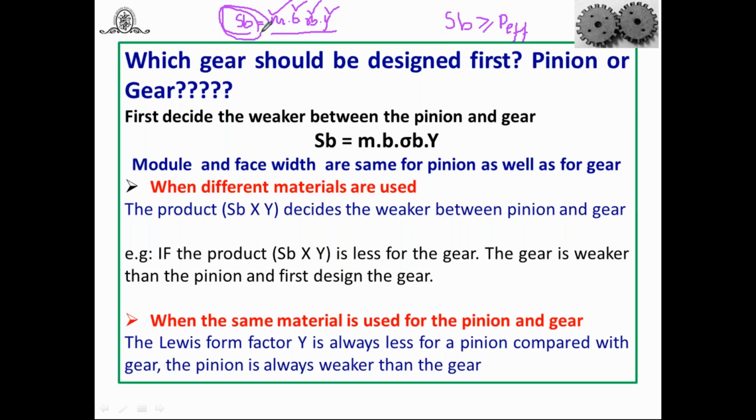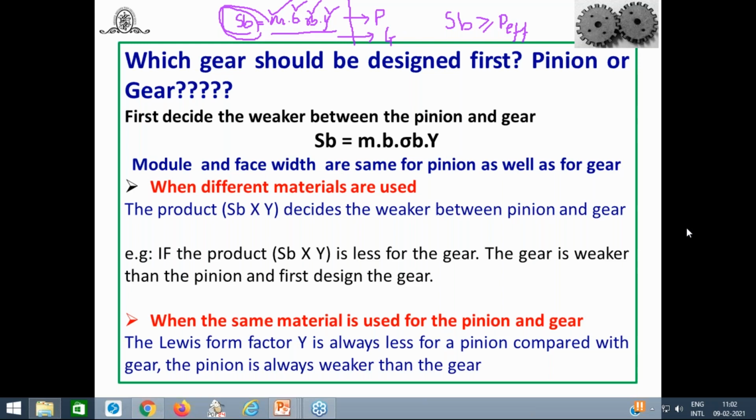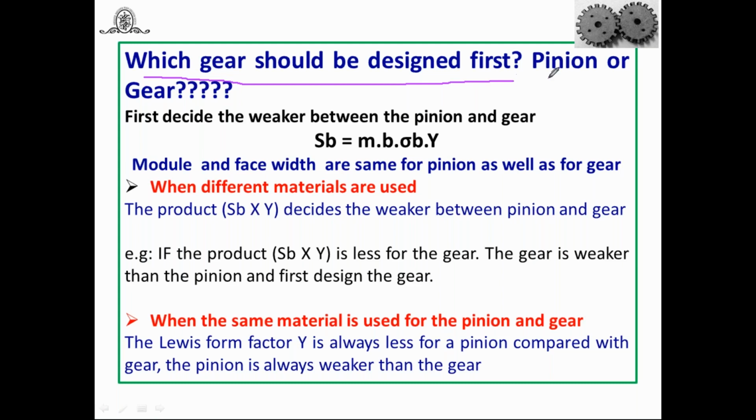But here, to find out the S_B, whether to find this S_B for the pinion or S_B for the gear, that is important. This is a very important thing, so try to give attention. We have to decide whether the pinion should be designed first to check for the beam strength, or whether the gear should be designed first to check for the beam strength or bending stress values. That's why I have written which gear should be designed first, whether the pinion or the gear.